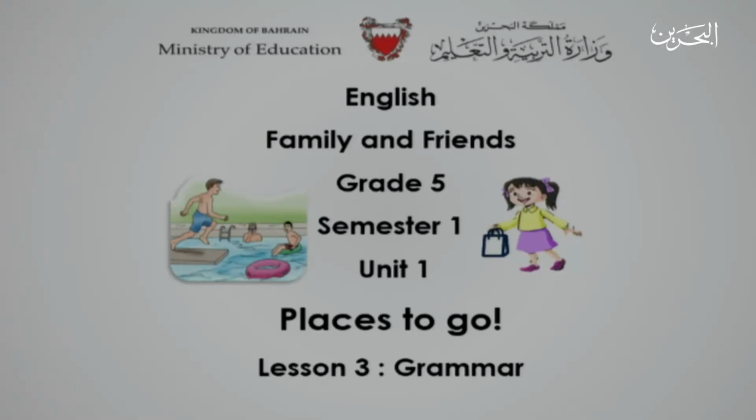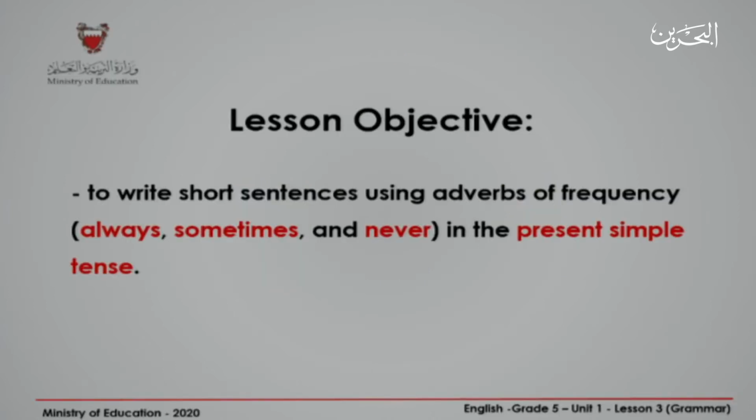Family and Friends, Grade 5, Semester 1, Unit 1, Places to Go, Lesson 3, Grammar. By the end of this lesson, you will be able to write short sentences using adverbs of frequency, always, sometimes, and never, in the present simple tense.